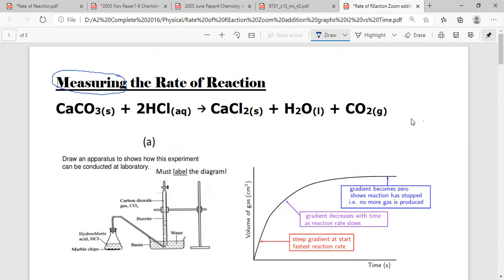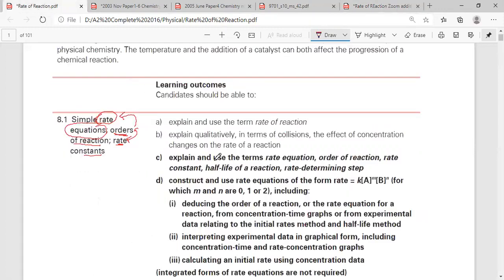Let's say, for example, this is the one you did in Form 5: calcium carbonate and acid give you calcium chloride, water, and carbon dioxide. Here, of course, you measure it. By measuring something, you either measure the amount of reagents used up, or you measure the amount of products formed. Now, let's go back to the idea here first.